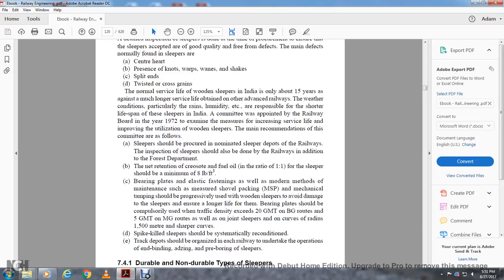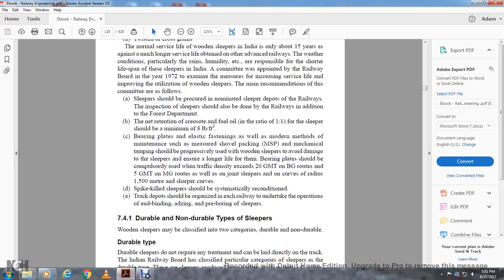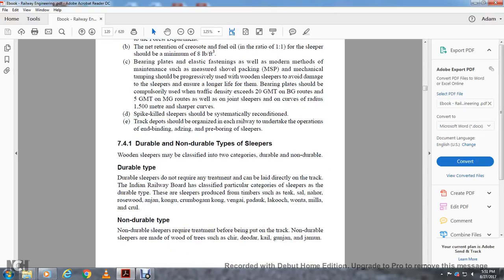Track depots should be organized in each railway to undertake the operations of end binding and adzing and the pre-boring of the sleepers. 7.4 Durability: durable and non-durable types of sleeper.